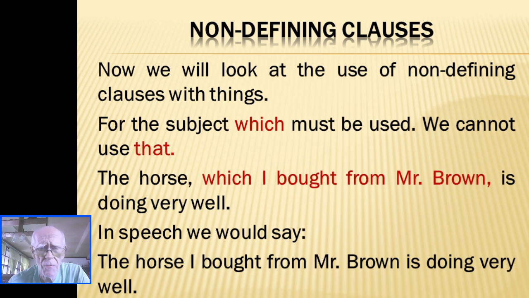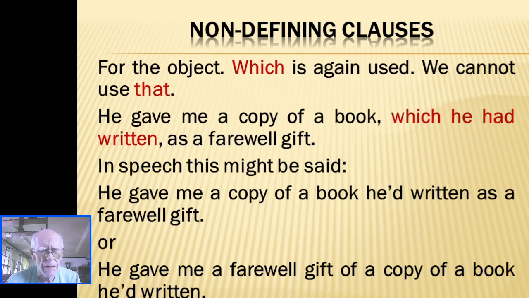The horse, which I bought from Mr. Brown, is doing very well. In speech, we would say, the horse I bought from Mr. Brown is doing very well. For the object, which is used again; we cannot use that.